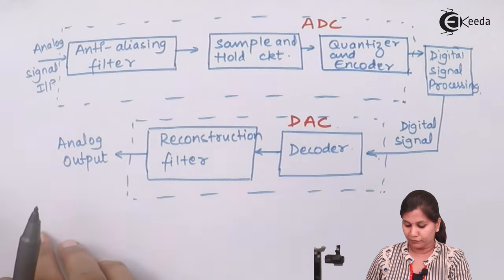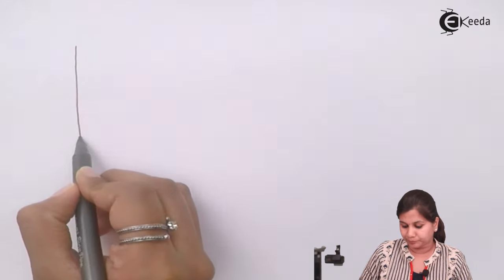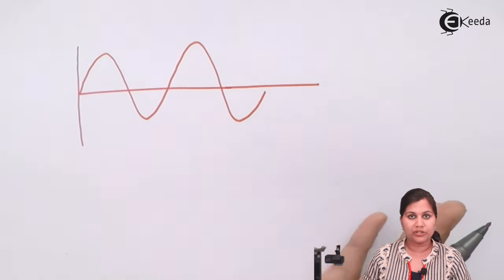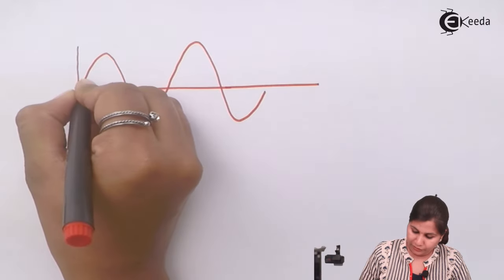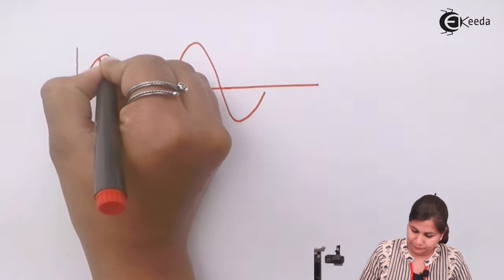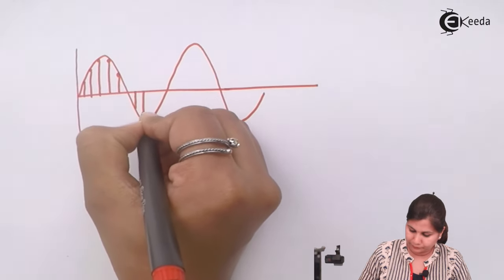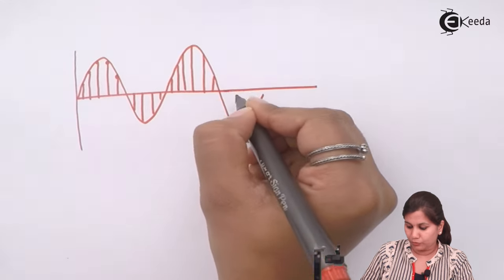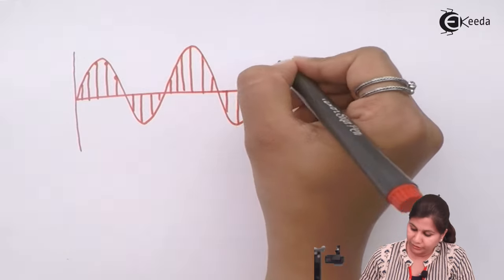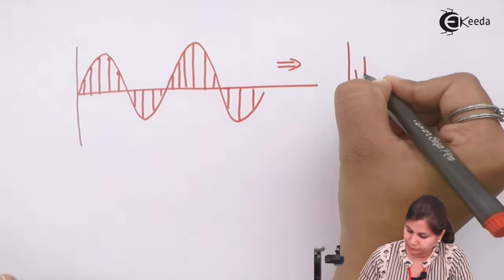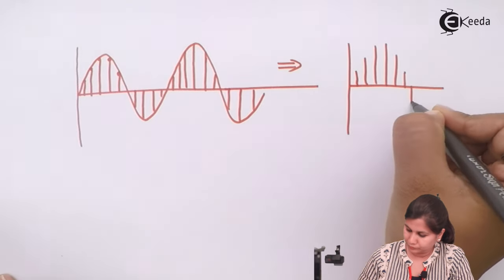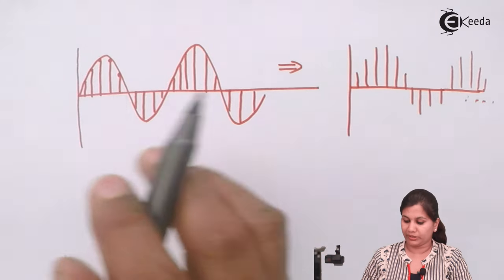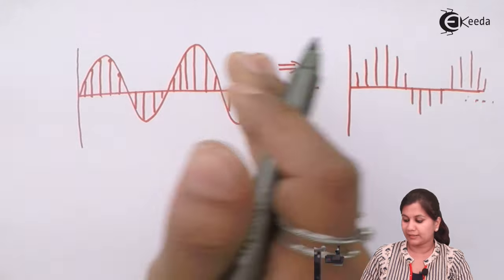When we are doing the conversion from analog signal to digital signal, how do we convert it? Suppose that this is an analog signal and we want to convert it into a digital signal. So we do sampling at some instances, like here. After some regular intervals, we take the value of the signal. When we convert it into digital form, it will look like this. In this way, the signal is converted into digital form. Sampling is done at some instances and it is converted into digital.